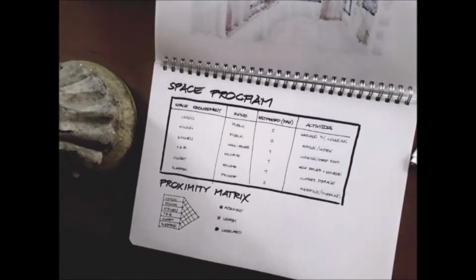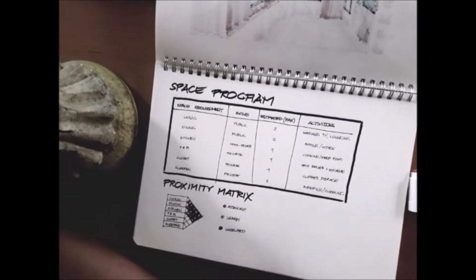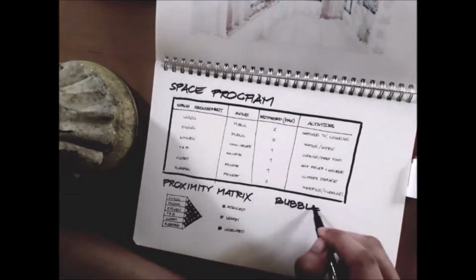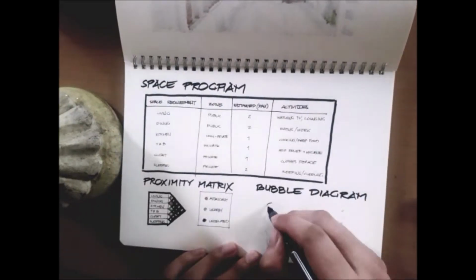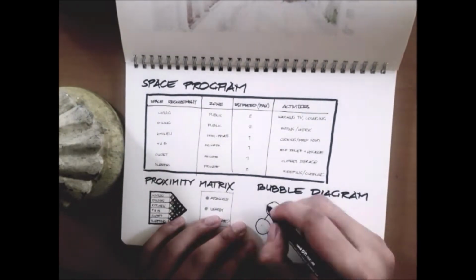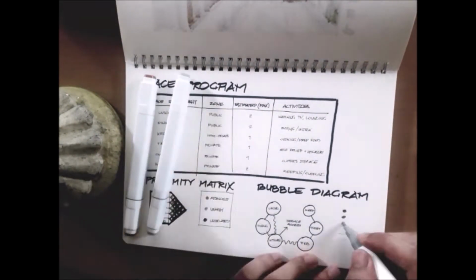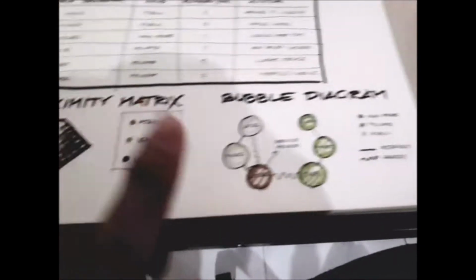Once that's done, we proceed to diagramming. Diagramming is a way of visually illustrating what's written in your program. This is also one way to communicate certain aspects of your design, such as proximities and adjacencies. In this case, I'm simply doing a bubble diagram and a proximity matrix which illustrates how the spaces relate to one another.